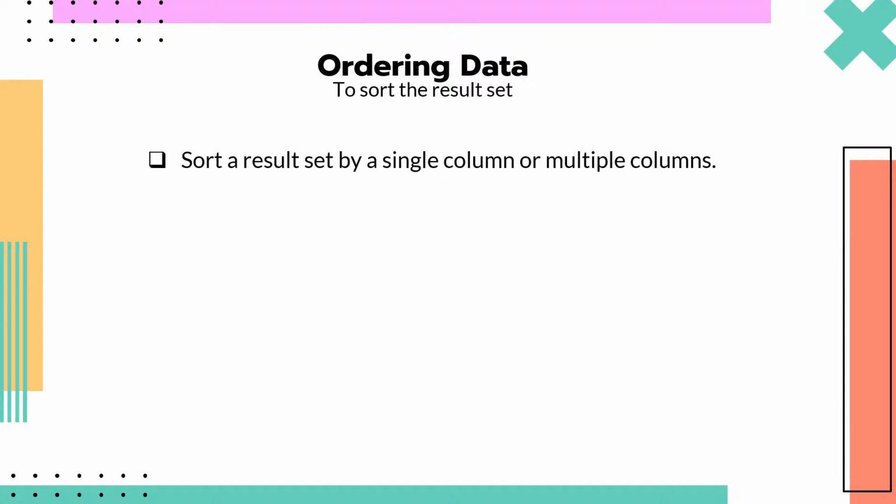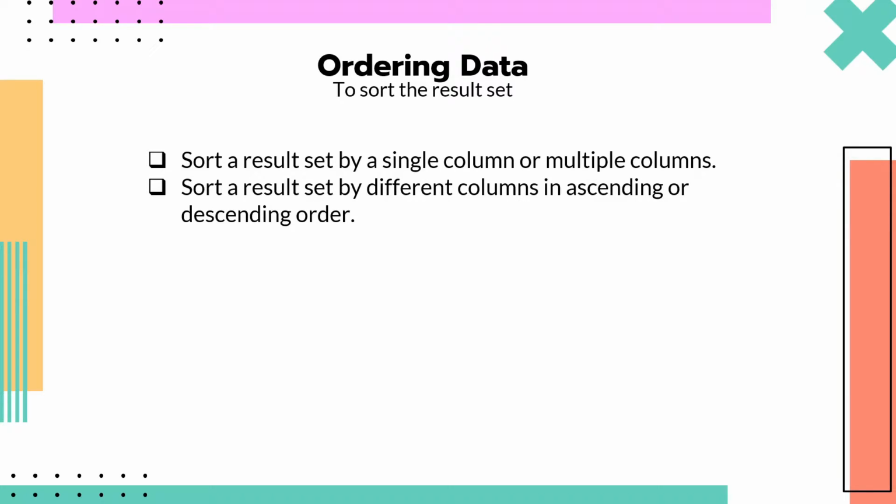Remember that when we use the select statement to query data from a table, the result set is not sorted in any order. So, to sort the result set, we can use the order by clause. The order by clause allows us to sort a result set by a single column or multiple columns, and also by different columns in ascending or descending order.